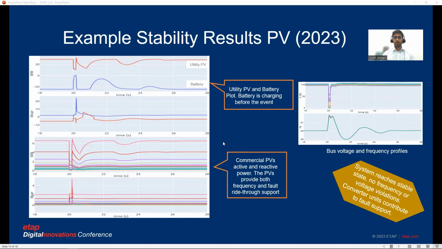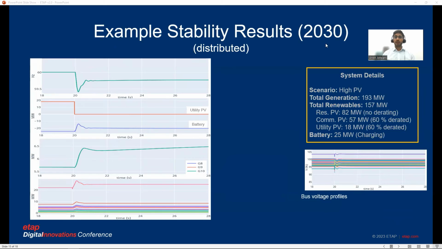Again, for this case, the system reached a stable state. There were no frequency or voltage violations, and the converter units supported the system during the event. The final case is from 2030. It is the distributed scenario.